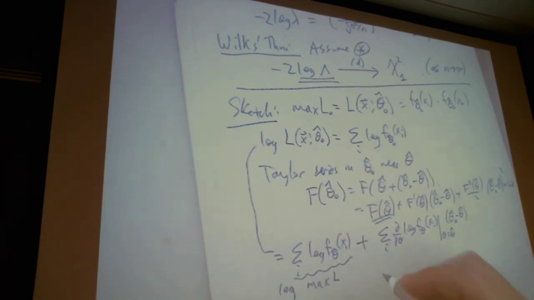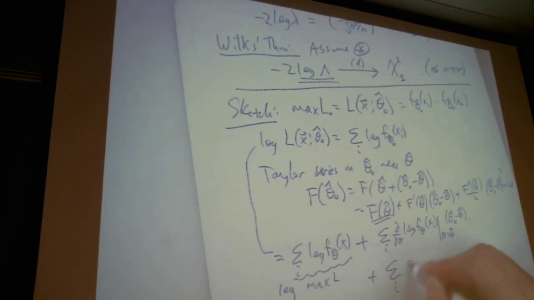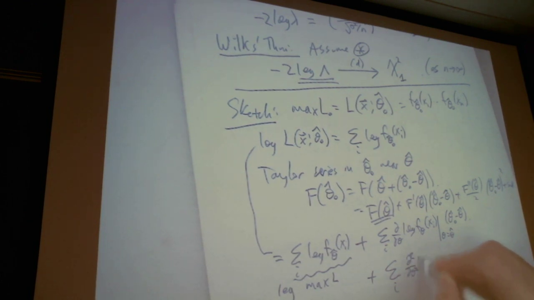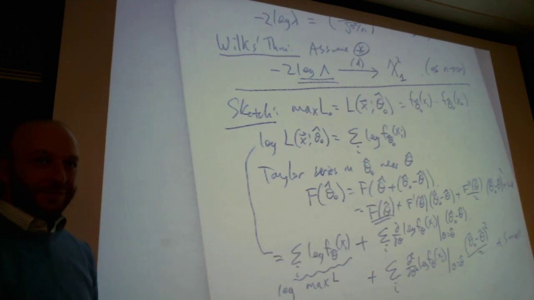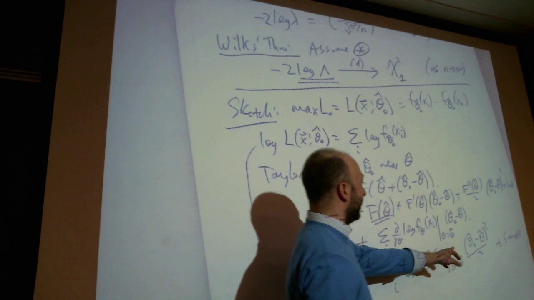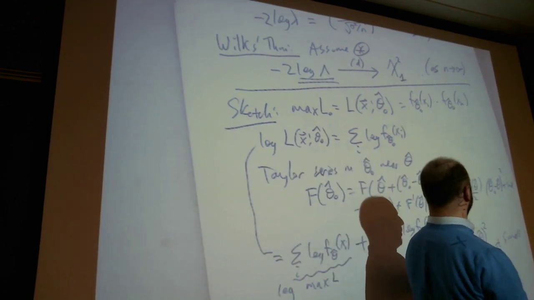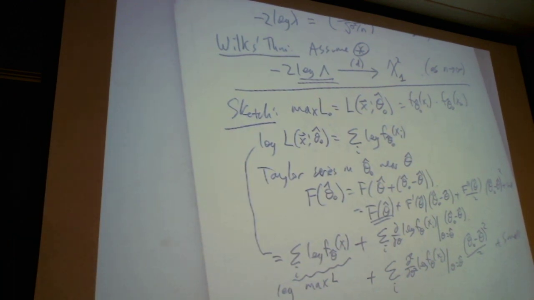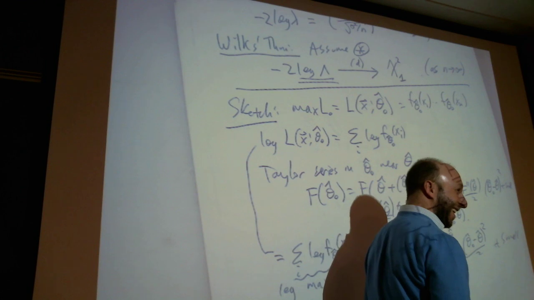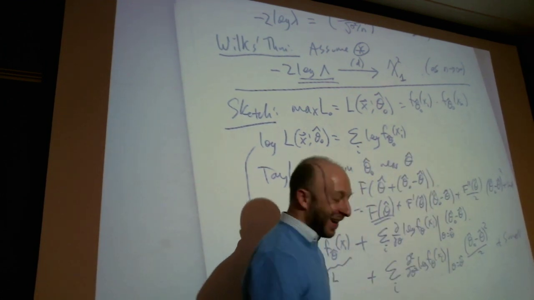And then a second order term. The second order term is two derivatives of log f theta of xi, evaluated at theta equals theta hat, times theta hat minus theta squared over 2, plus things that are small. Higher order terms, things that are big O of this difference cubed, which will be lower order. So you get some sort of negative information? Yes, that's exactly what you're getting.